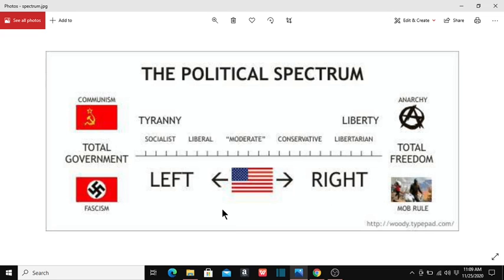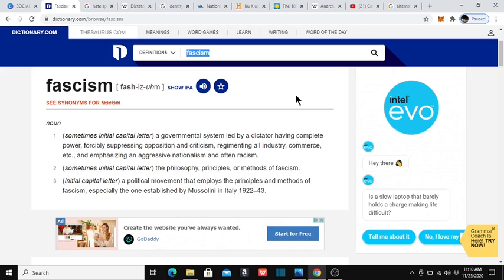I'll tell you. Because fascism is a form, or an extreme form, of Marxism. And I'll prove it to you. So now, what is fascism? By definition, fascism is a governmental system led by a dictator having complete power, forcibly suppressing opposition and criticism, regimenting all industry, commerce, etc., and emphasizing aggressive nationalism and often racism.